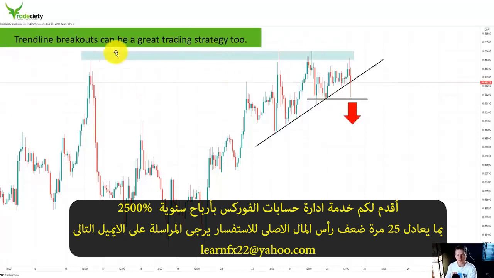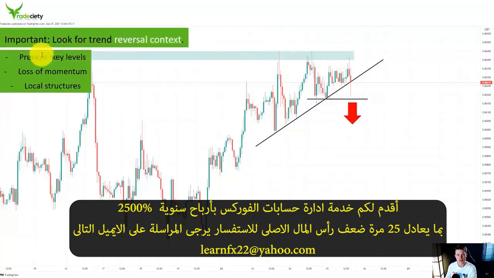First of all, when we zoom out, you can see here's a previous resistance. This resistance led to a strong sell-off in the past. So clearly a very significant level here. And you can see the market is struggling. So we have our previous key level.